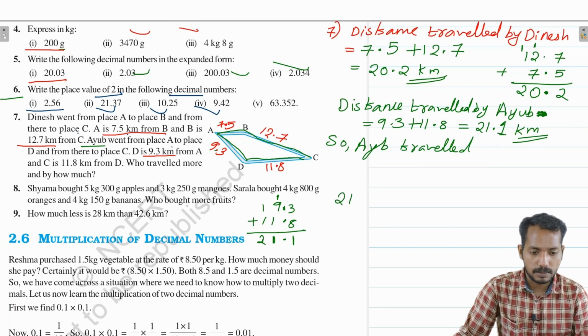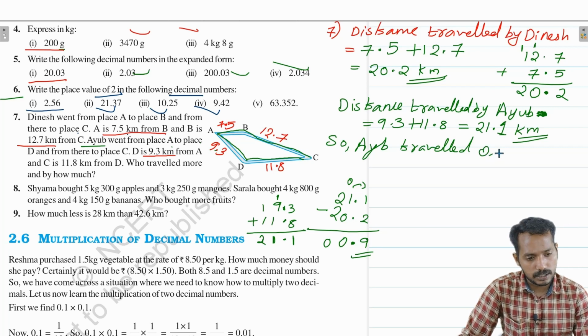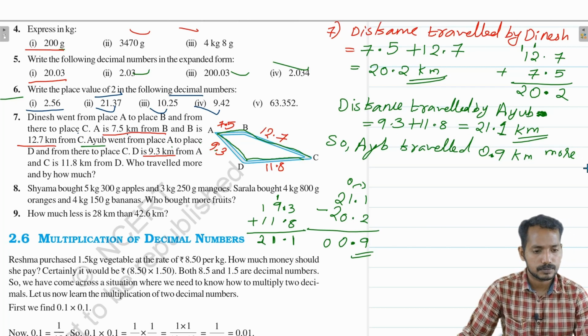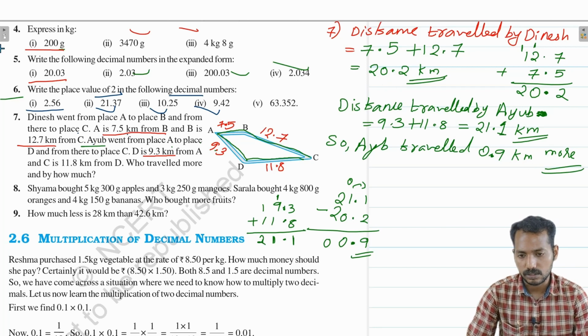So 21.1 minus 20.2. We will borrow from there. 11 minus 2 is equal to 9. Keep the decimal point here. So here the digit is 0. So the answer is 0.09. Let's write this, the 0 is no need to write. 0.9 kilometer more than Dinesh. Okay, so this is all about this question.